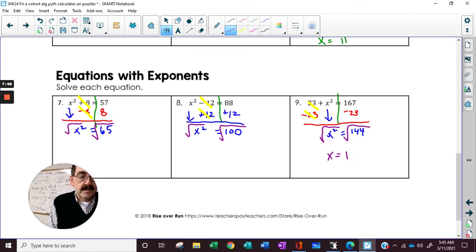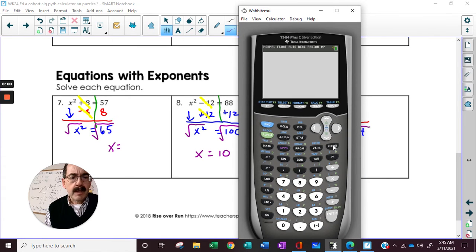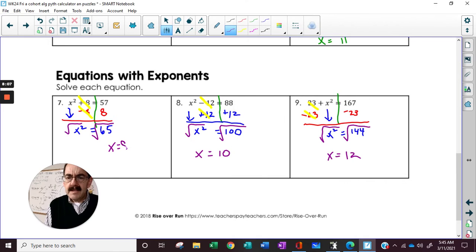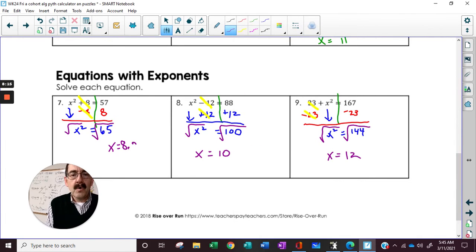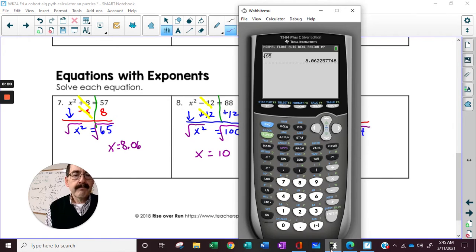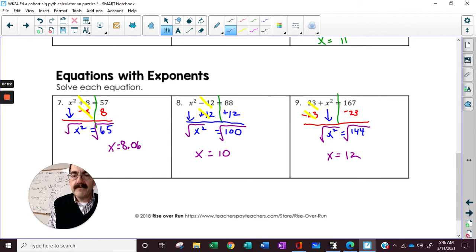X equals 12. X equals 10, x equals, let's grab a calculator here. Second, x squared, 65. 8 times 8 is 64, so it's going to be 8 point something, right? Excellent. 8.06. Yep, 062. Good enough. All right?